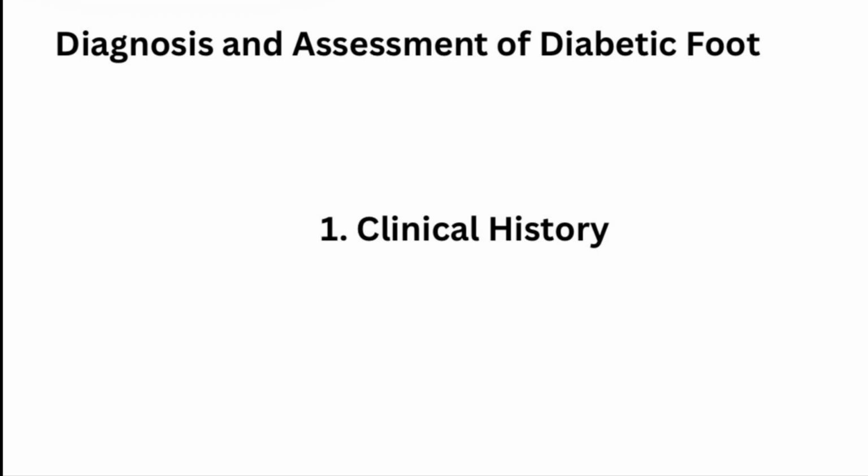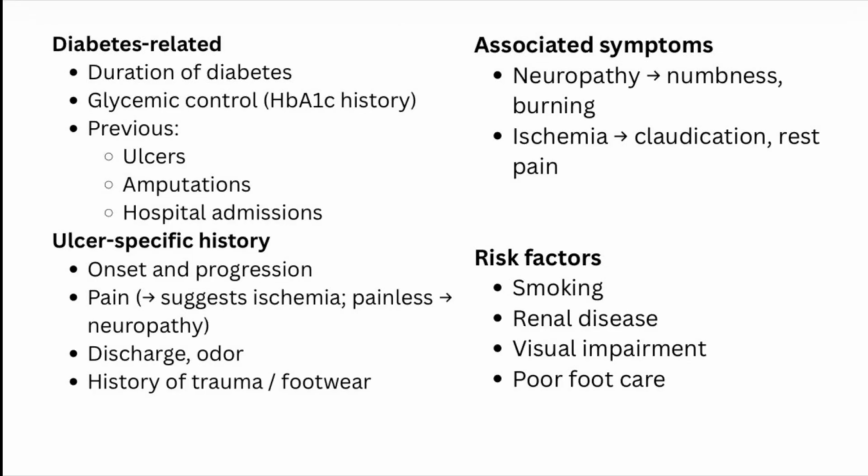Now, moving to diagnosis and assessment of diabetic foot. The first and most important step is a detailed clinical history. This helps us identify the underlying cause, severity, and risk of complications. First, we assess diabetes-related factors. This includes the duration of diabetes, as longer duration increases the risk of complications. We also evaluate glycemic control, usually through a HbA1c history. It is important to ask about previous ulcers, amputations, or hospital admissions, as these indicate a high-risk patient.